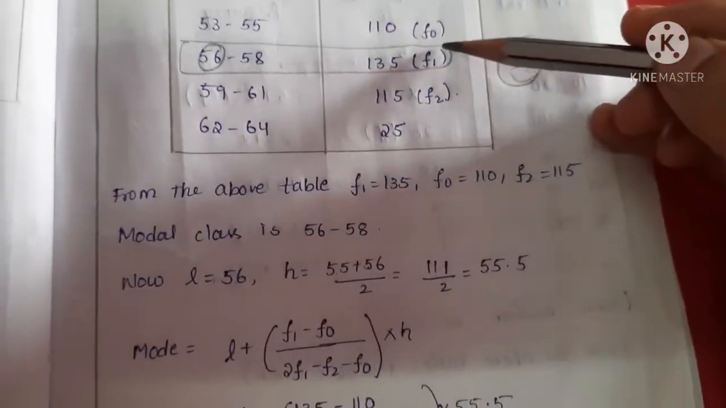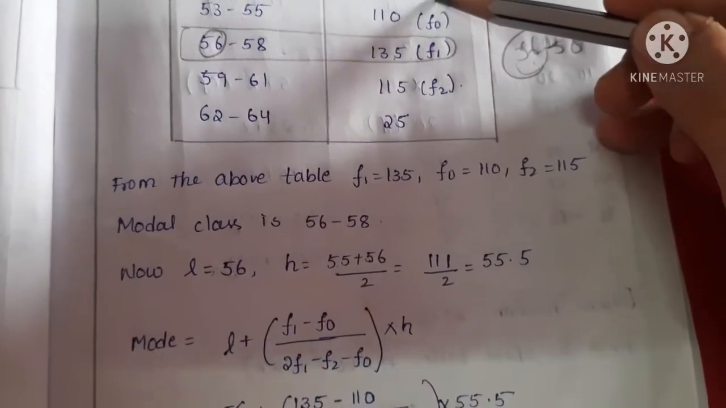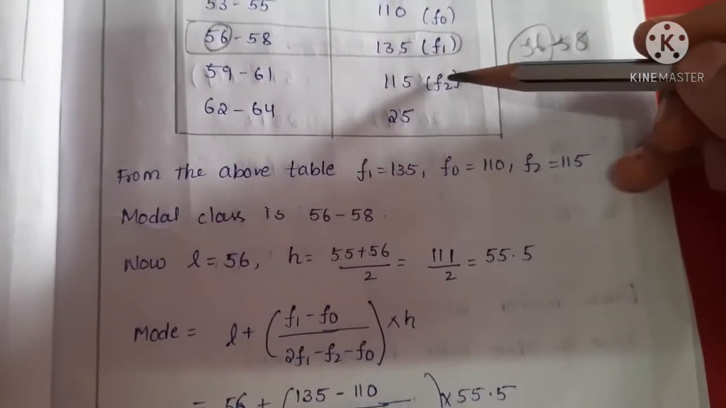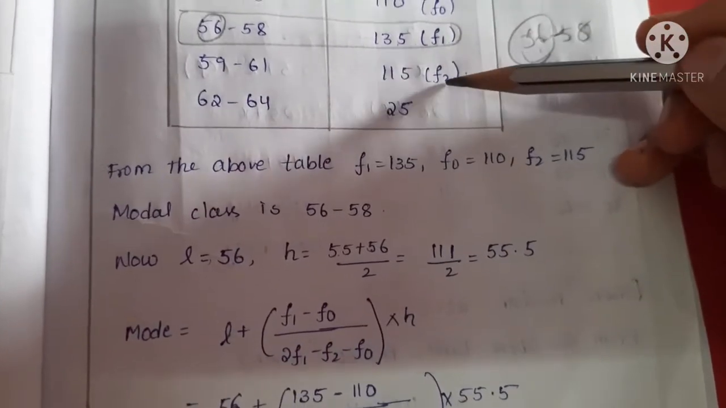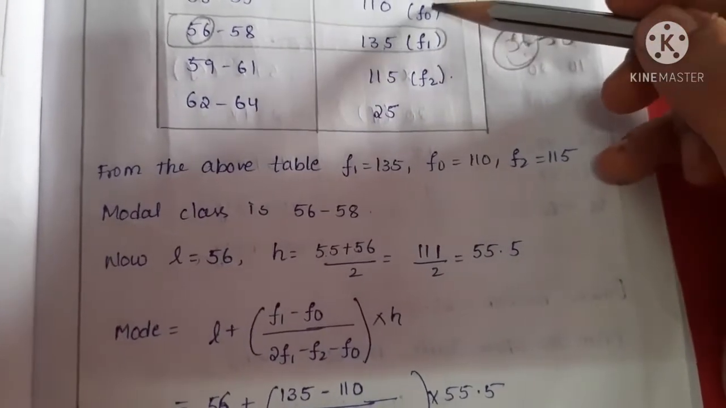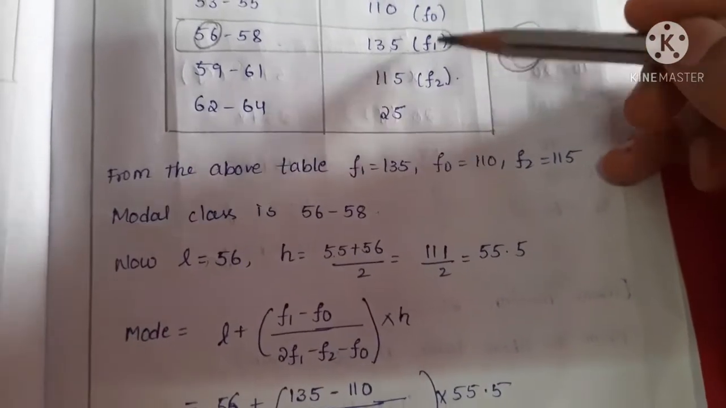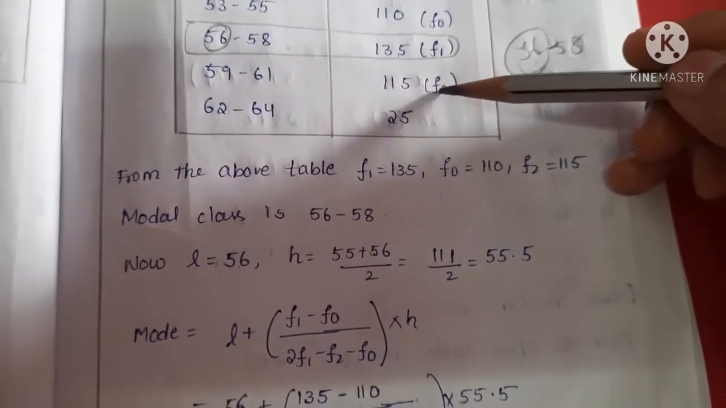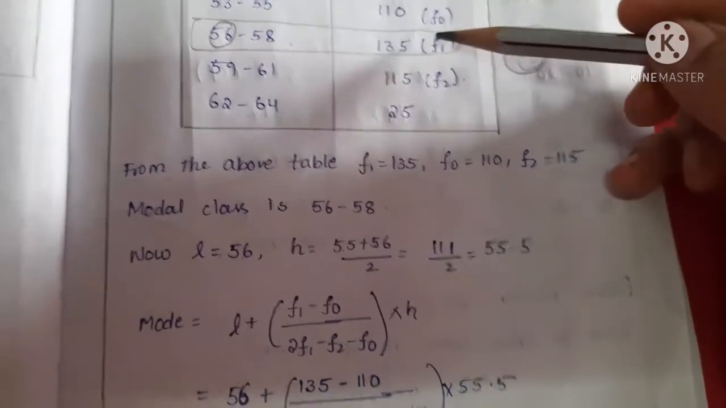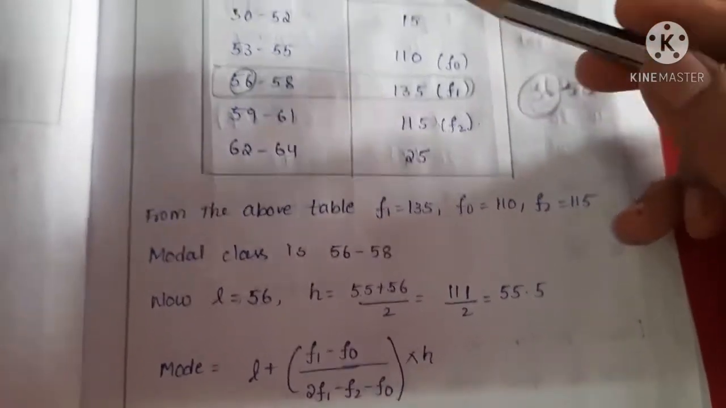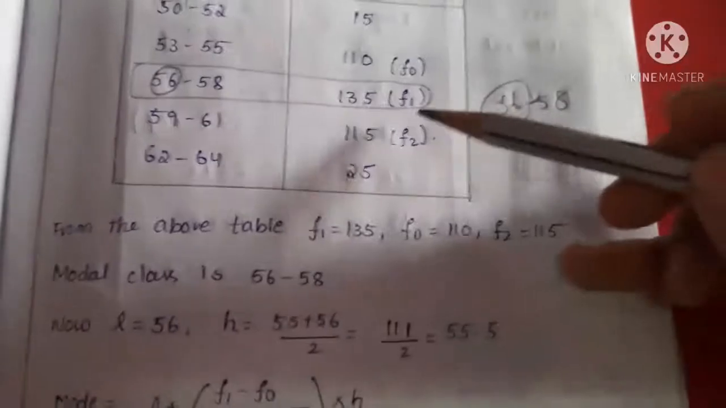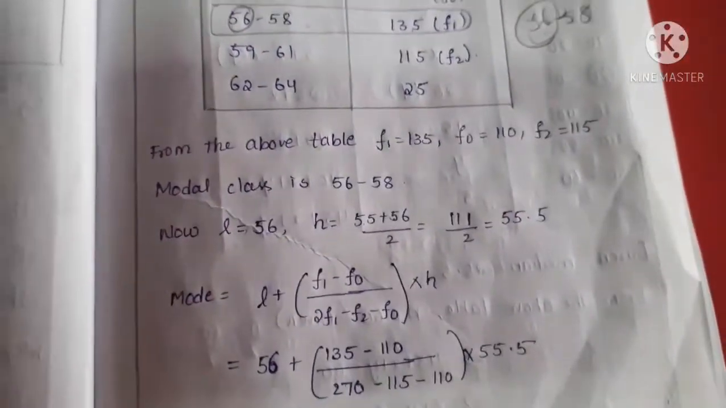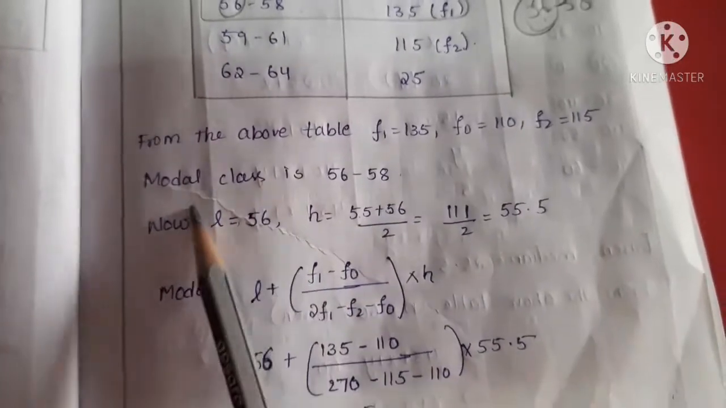As I said in the formula, F0 is the class preceding F1, and F2 is the class succeeding F1. Preceding means the previous class, succeeding means the next class. So F0 comes before F1 and F2 comes after F1. This is very easy to find: the highest frequency is F1, the value before is F0, the next value is F2. Now all values you have.